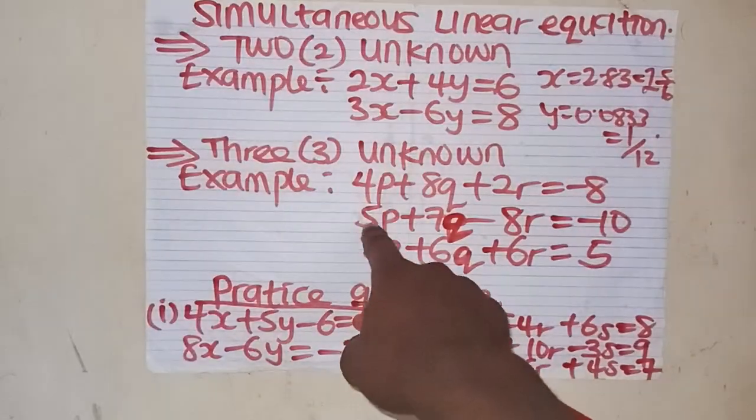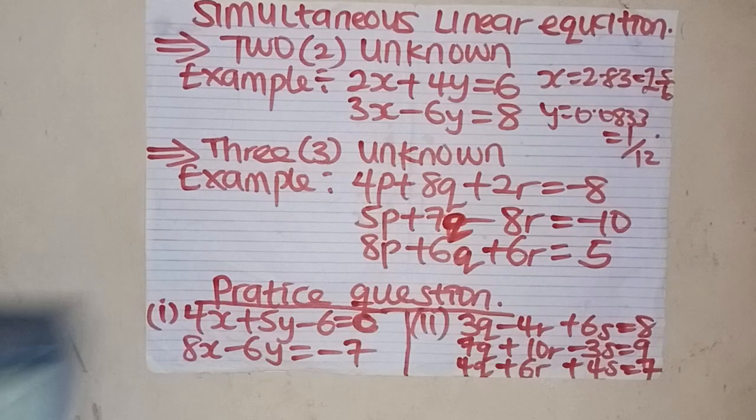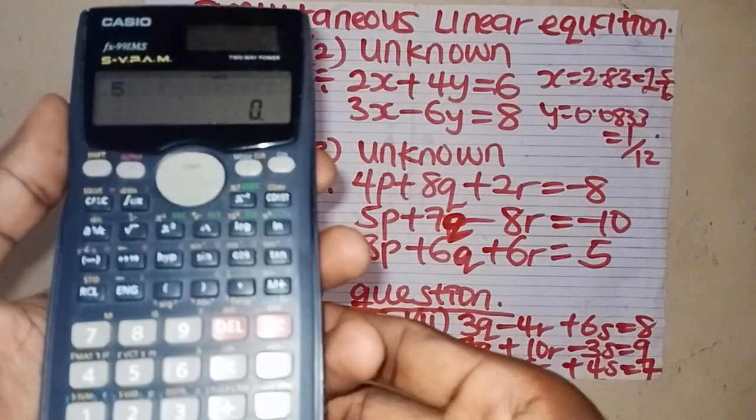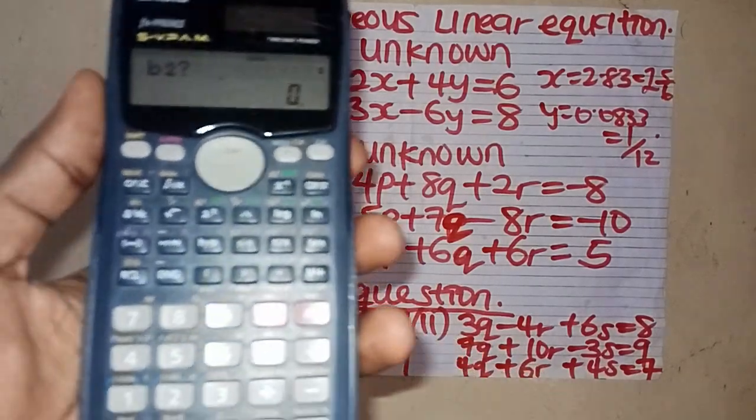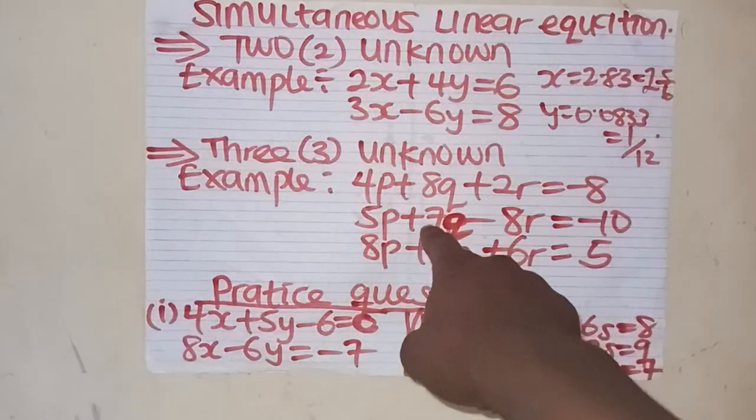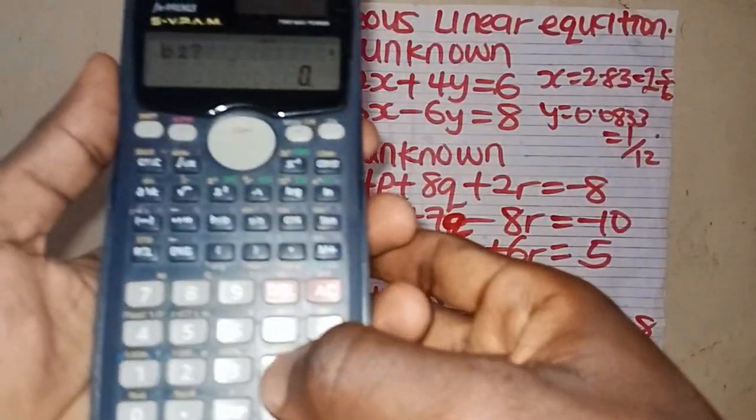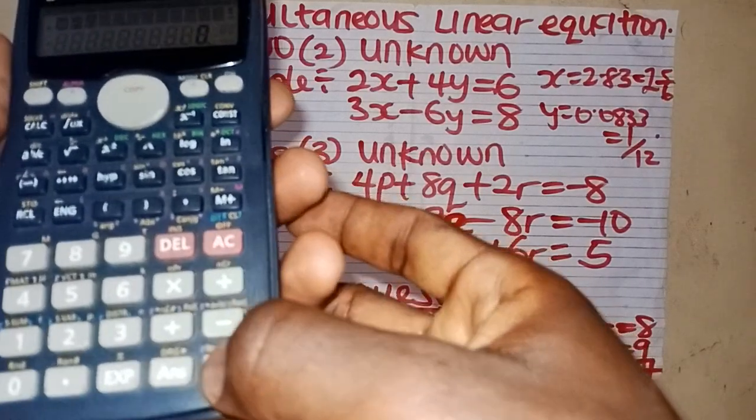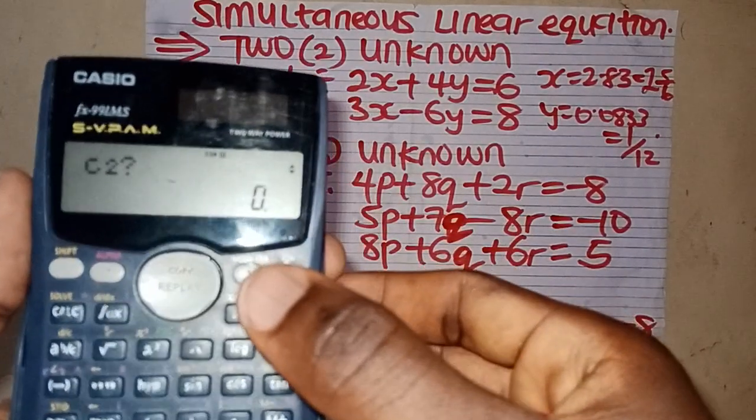Then it brought me to A2. My A2 is 5. So I'll press 5 here. Then I'll press equal to. So it took me to B2. B2 is 7. I'll press 7, and I'll also press equal to. Then the next one is C2.